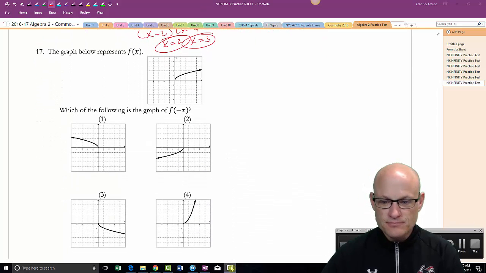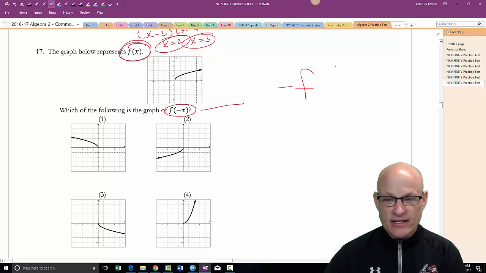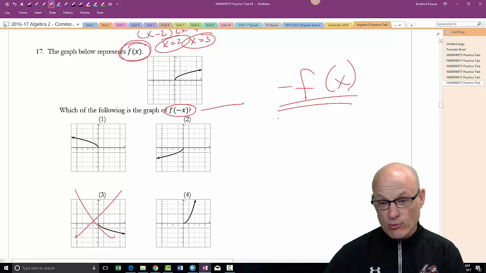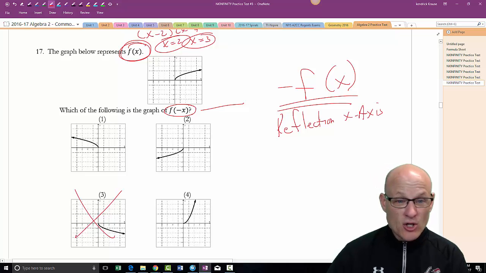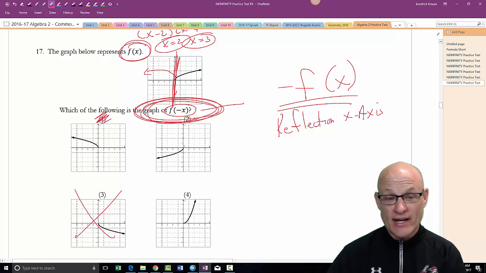17. So this is my original function, and I'm doing a transformation. Now, be careful. That is not negative f of x. If this was the case, then choice 3 would be the answer because this would be a reflection in the x-axis. However, when you put the negative on the inside, that's actually a reflection in the y-axis, and that's why choice 1 is the right answer.